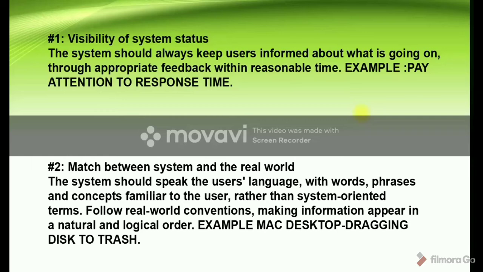Number two, match between system and the real world. The system should speak the user's language, with words, phrases, and concepts familiar to the user rather than system-oriented terms. Follow real-world conventions, making information appear in a natural and logical order. Example, Mac desktop, dragging text to trash.